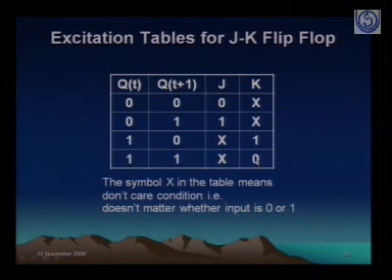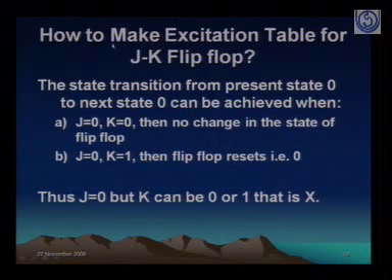But how do we arrive at these entries in the table? That is the major thing. How do we arrive at this important information? So let's look into that: how to make the excitation table for the JK flip-flop. The state transition from the present state. Now this is for 0, 0. The state transition from present state 0 to the next state 0 can be achieved when J equals 0 and K equals 0, right?